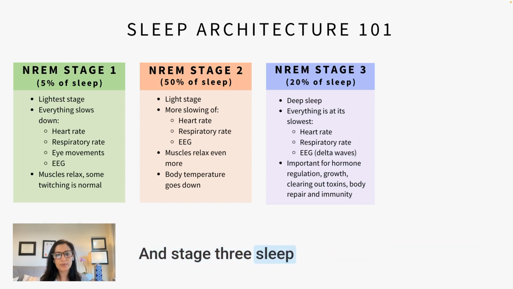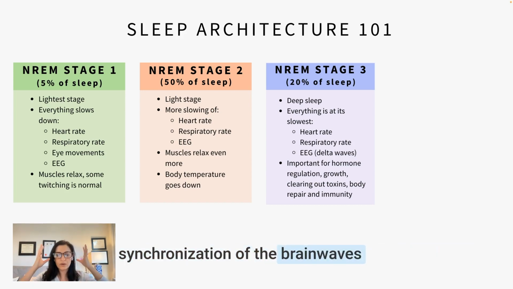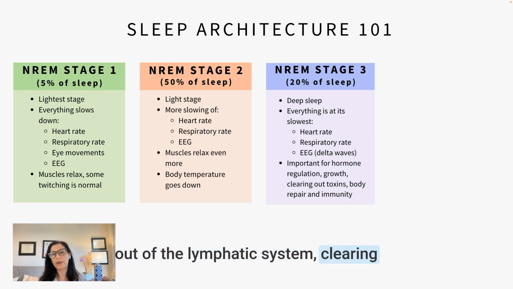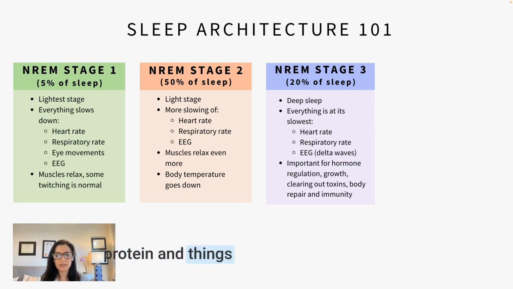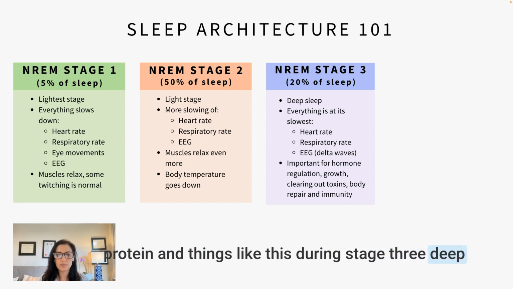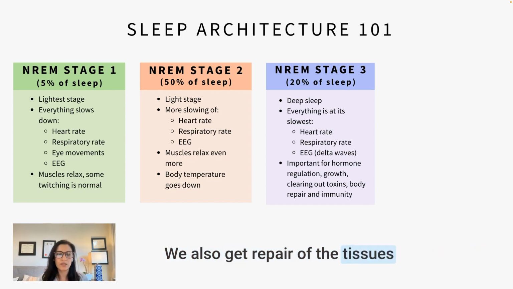And stage 3 sleep is important for hormone regulation, for growth. This is where we get synchronization of the brain waves pushing toxins out of the lymphatic system, clearing out amyloid beta protein and things like this during stage 3 deep sleep. We also get repair of the tissues and the immune system during this stage as well.